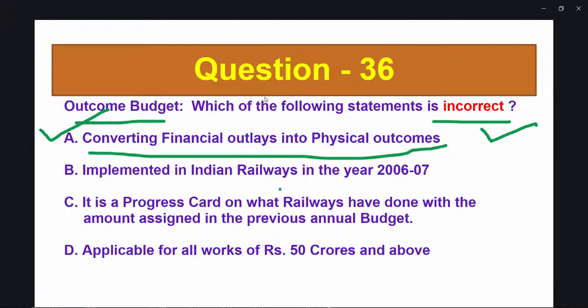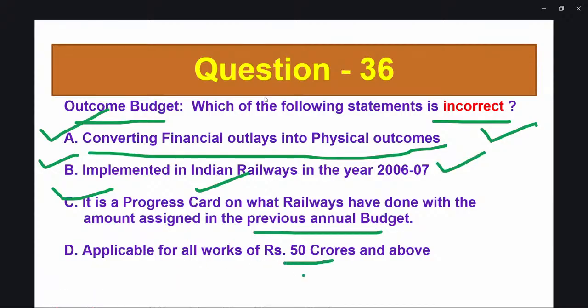Implemented in railways in the year 2006 and 7. Yes, this is also correct. Because in the finance ministry it was first implemented in 2005 and 6. Then in 2006 and 7 it was introduced in all the ministries. And it was a progress card on what railways have done with the amount assigned in the previous annual budget. This is also correct. Like a school child gets a progress card at the end of the year, in the same way all ministries prepare this outcome budget as a progress card.